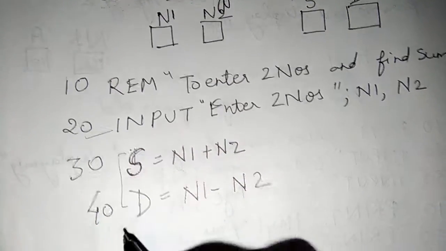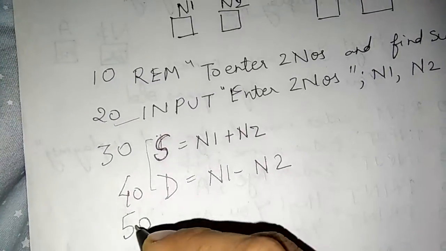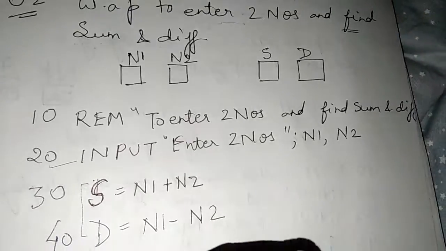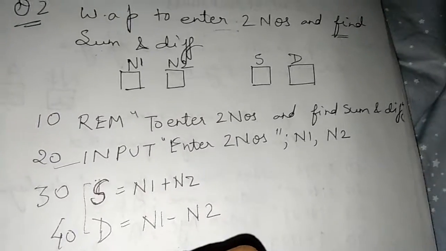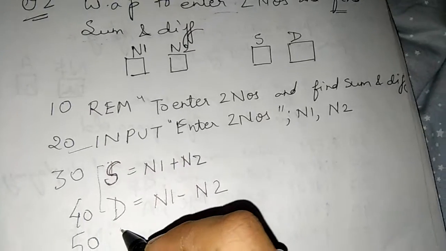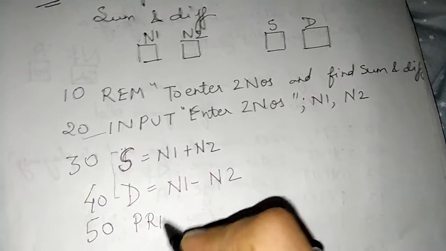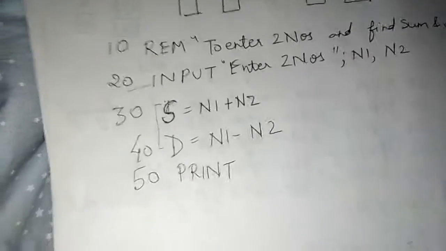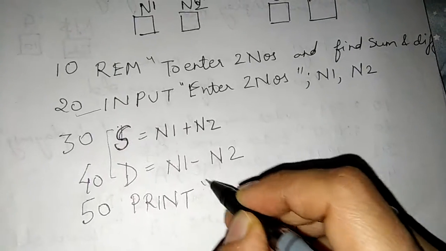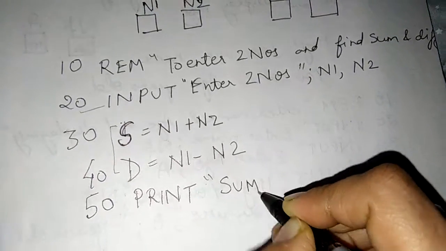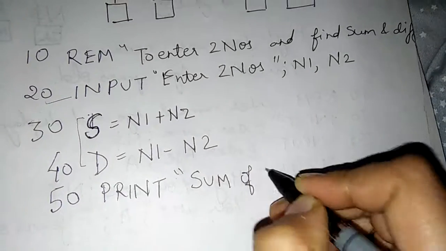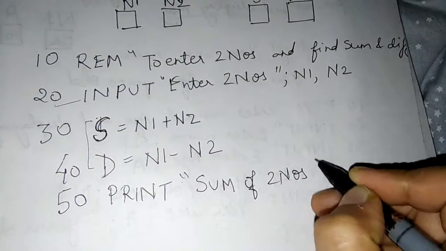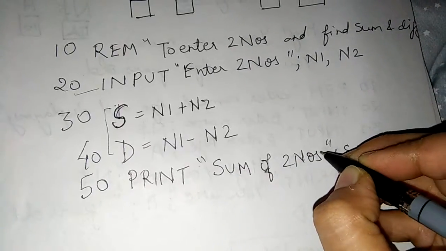Now the input part, the process part. Now I am coming to the end results. Now how will I display the end results? Using some messages, good messages. This is a good practice. I am writing the end results. Print "sum of two numbers is" s. You can also write equal to if you want.